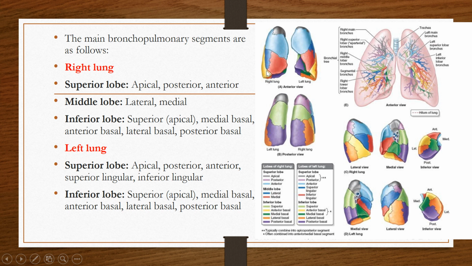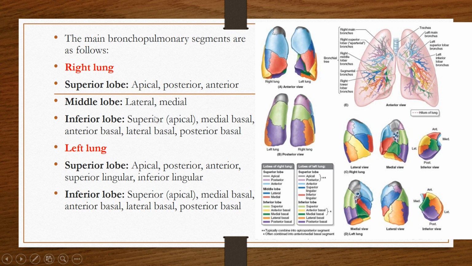Then in the inferior lobe, we have 5 bronchopulmonary segments. One is called superior, which is also called apical. Then there will be medial basal, anterior basal, lateral basal and posterior basal. Basal because they are present on the base. Medial, which will be on the medial side. Anterior, which is on the anterior side. Lateral, which is on the lateral side. And posterior, which will be over the posterior side. But all these 4 are present on the base, so they are called basal.